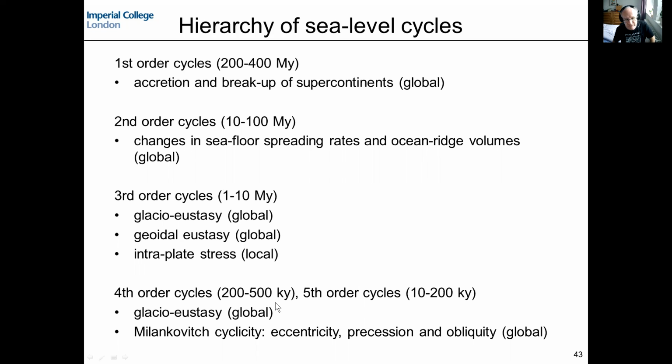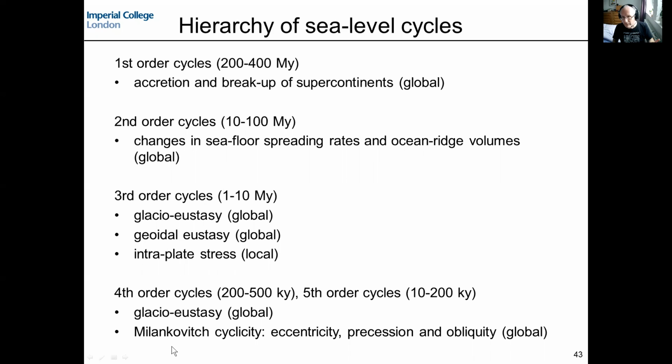Fourth order cycles, typically we're thinking about less than a million years, and fifth order cycles, we're thinking about even shorter periods, hundreds of thousands of years. And once we start to look at those timescales, which are relatively small in tectonic terms, we typically think about glacioeustasy. So this is back to the ice caps, and how those ice caps are growing and shrinking in response to Milankovitch climate cycles.